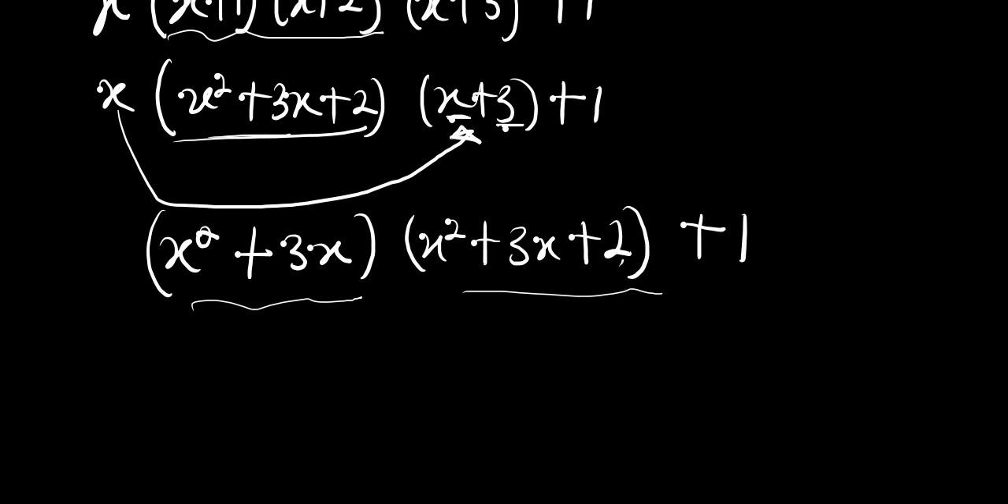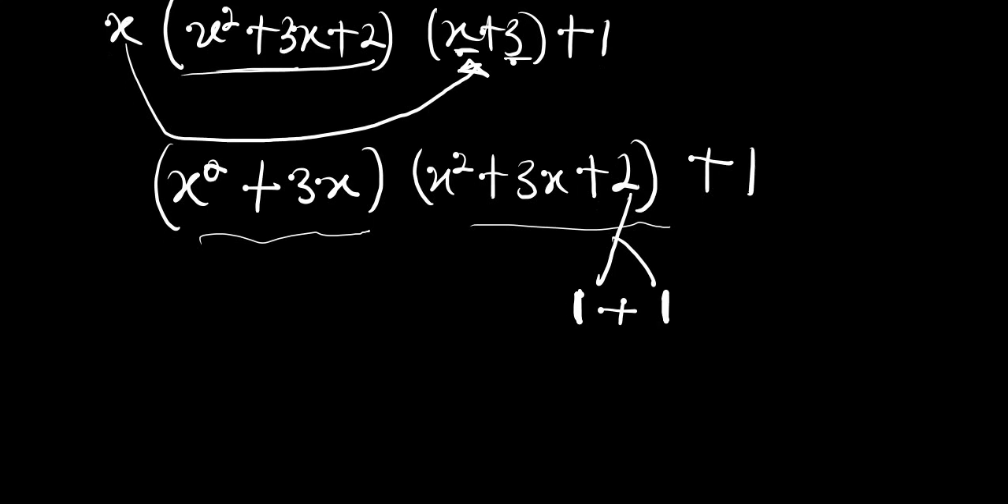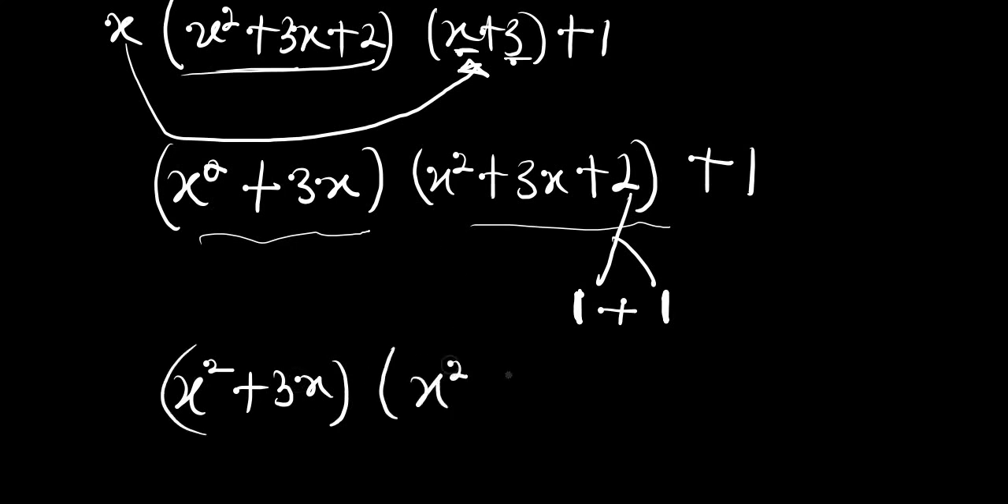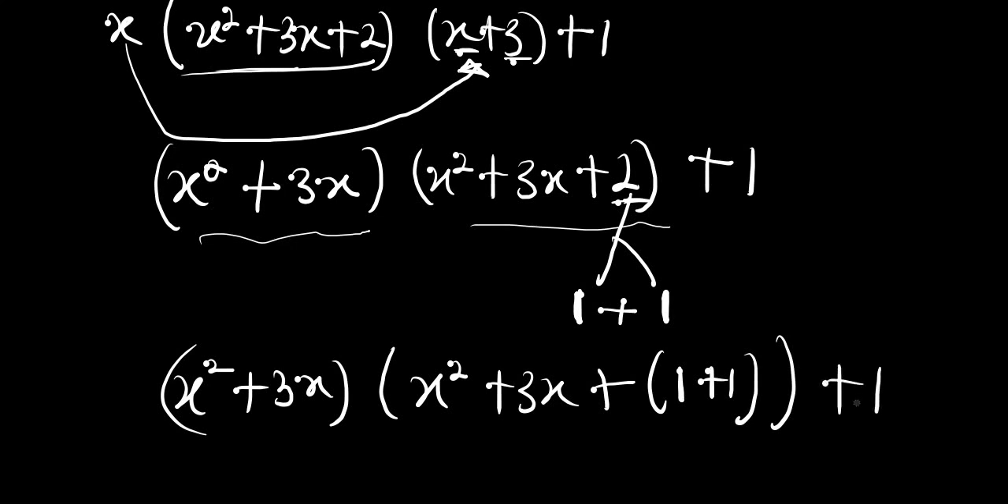So what we are going to do is split this 2 into 1 and 1, because 1 plus 1 is 2. That means we can write this as x squared plus 3x, and on this side x squared plus 3x, and here we can have plus 1 plus 1, that is 2, and we have plus 1.